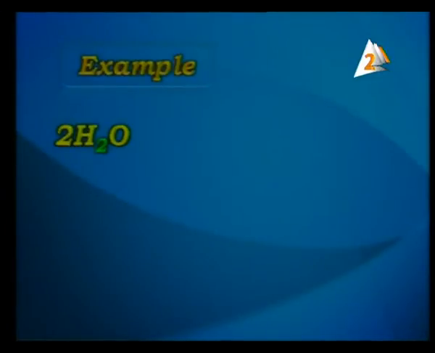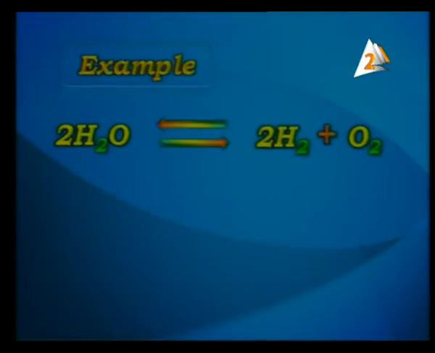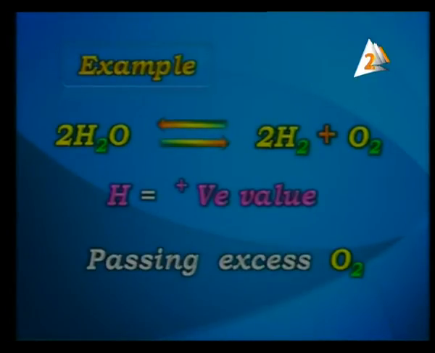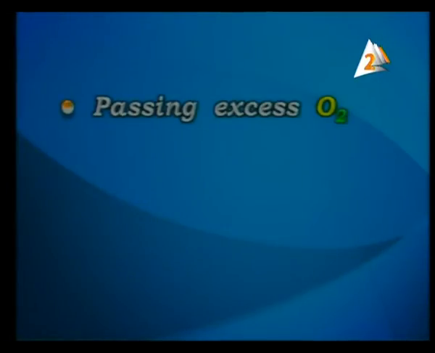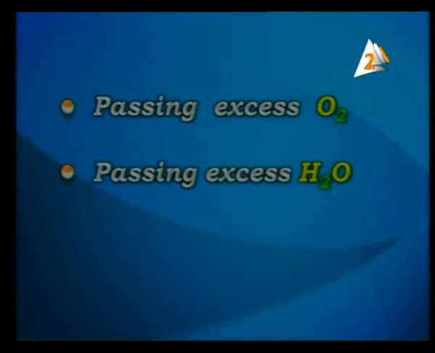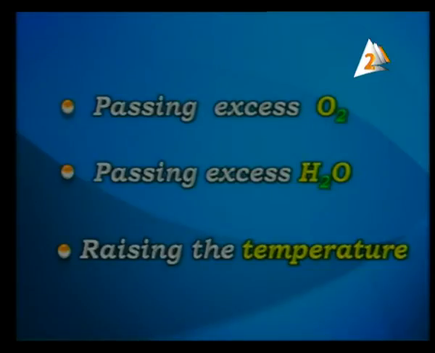We have another example about this. We have 2H2O, a reversible reaction that makes what? 2H2 plus O2. So here, this is the decomposition of water into hydrogen and oxygen. So the hydrogen has a positive value. What does it mean? Positive means lose. Then we pass excess of oxygen in this reaction. Look at this: passing excess of oxygen O2, passing excess of H2O, and raising the temperature.